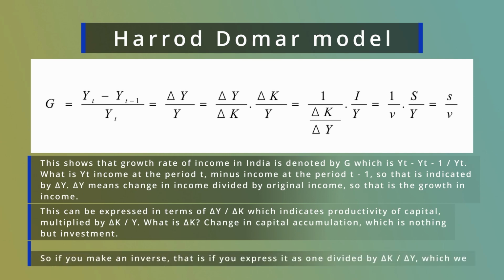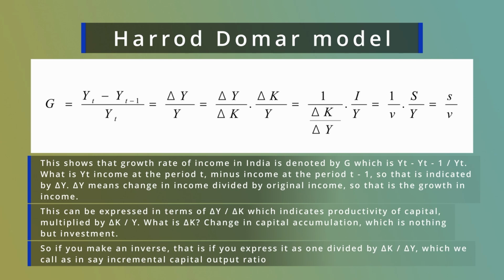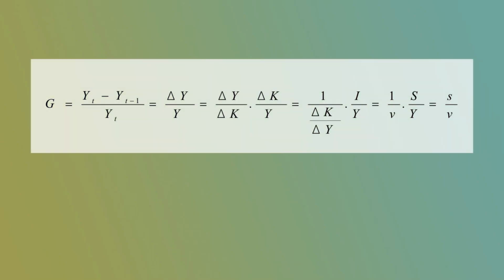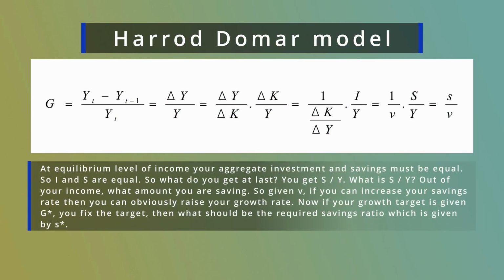So if you take the inverse, that is, if you express it as 1 divided by delta Y by delta K, which we call the incremental capital output ratio. It means to raise output by 1 rupee, how much capital you require. That is called the incremental capital output ratio. It is technologically given, and that is denoted by V. At equilibrium level of income, your aggregate investment and savings must be equal. So I and S are equal. So what do you get at last?